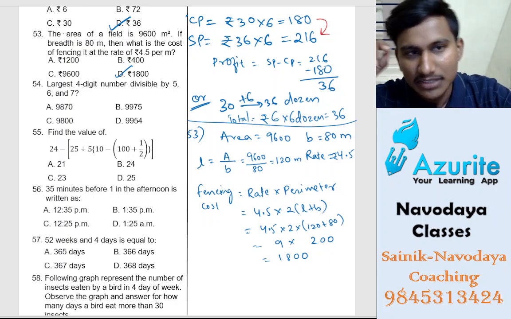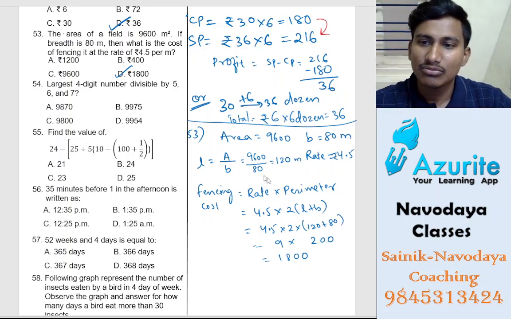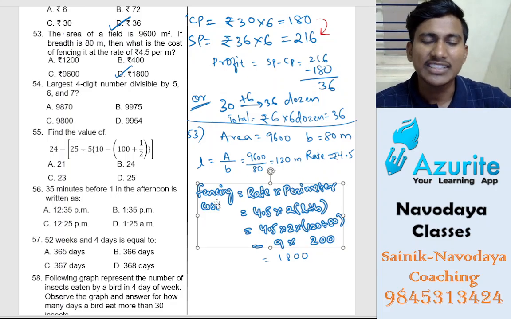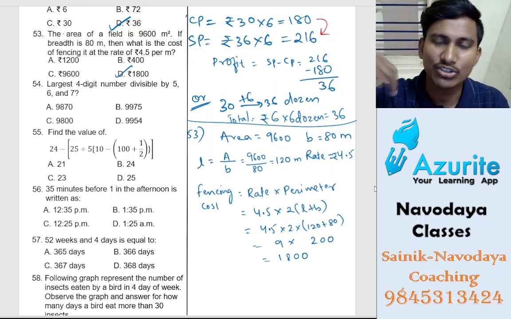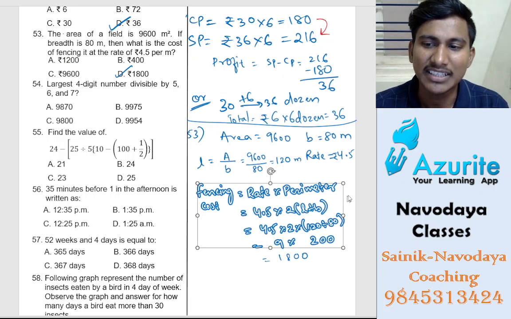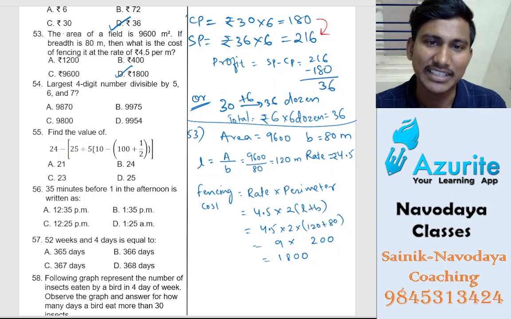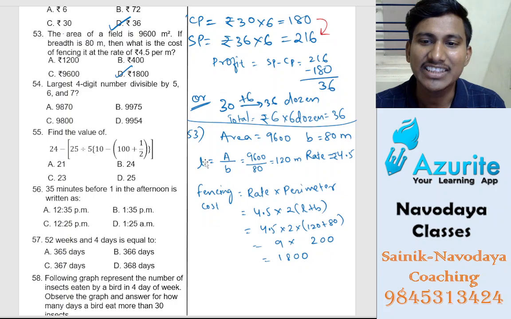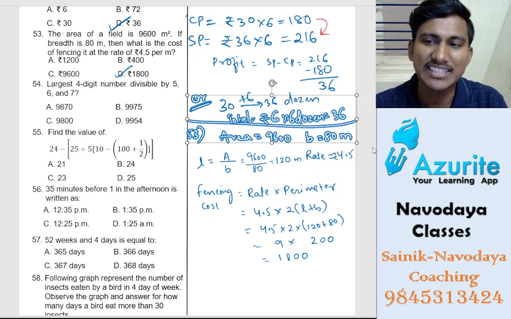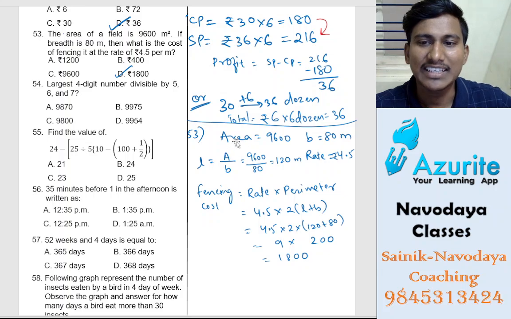So see here, we have to find the perimeter to find the fencing cost, because we do fencing on the perimeter. So how do we find perimeter? 2 into length plus breadth, right? So here we have to find the length first. So area is given, breadth is given. Breadth is 80 meter, area is 9600. So how do you find the length? Area divided by breadth. So that is 9600 divided by 80.